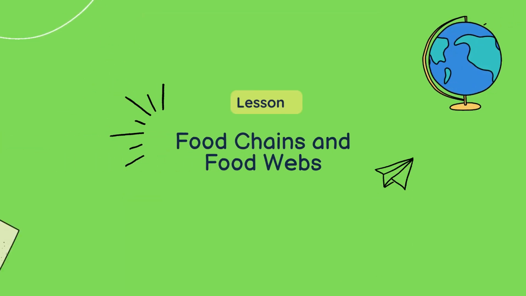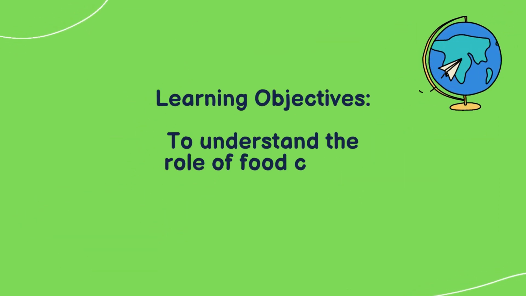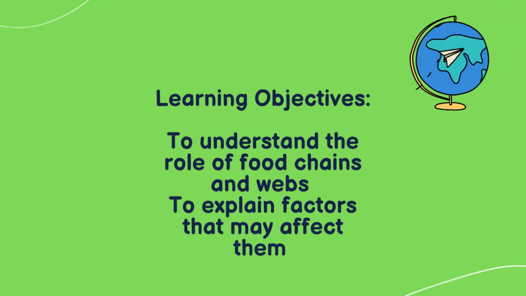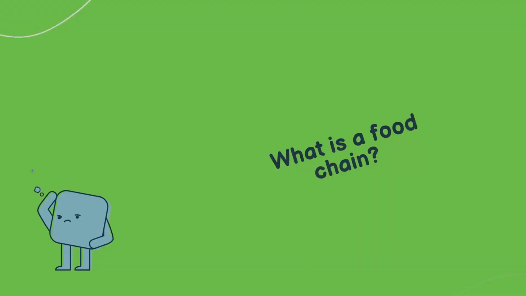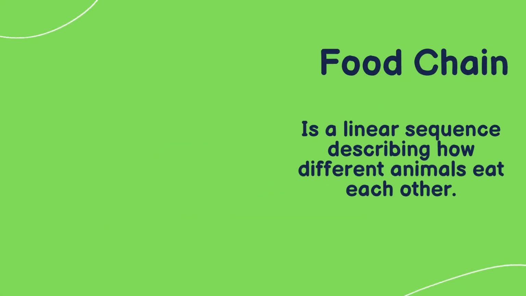Today's lesson is all about food webs and food chains. To understand the role of these food webs and food chains and explain the factors that may affect them. So let's get started. So, what is a food chain? A food chain is a linear sequence describing how different animals eat each other.